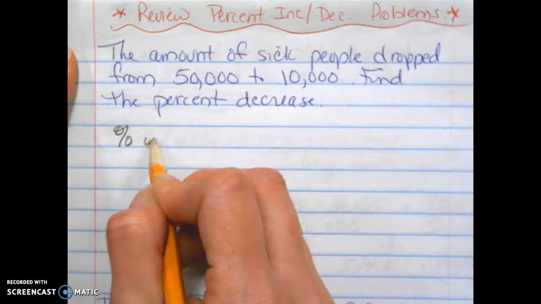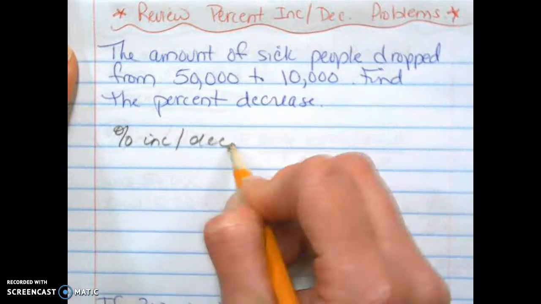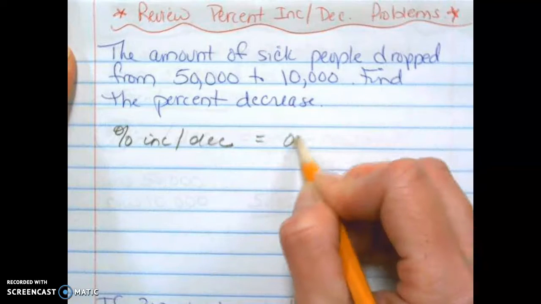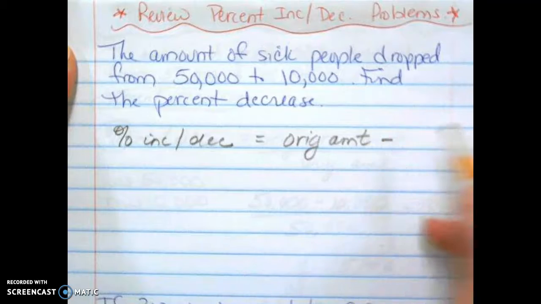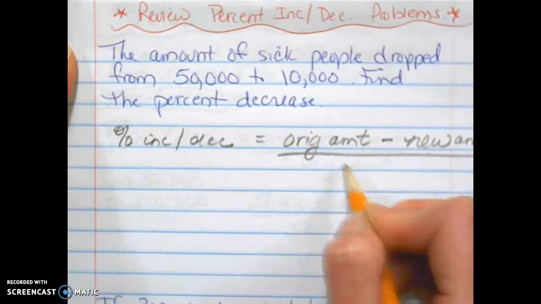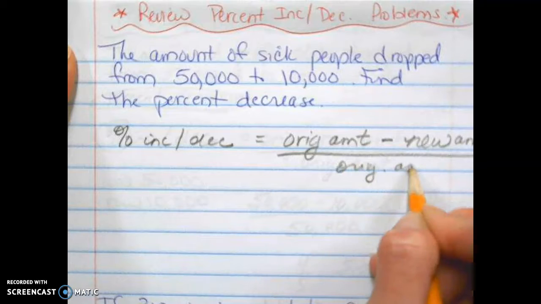To find the percent increase, decrease, we are going to start off by subtracting. We're going to take the original amount minus the new amount. And then we're going to divide that by the original amount.